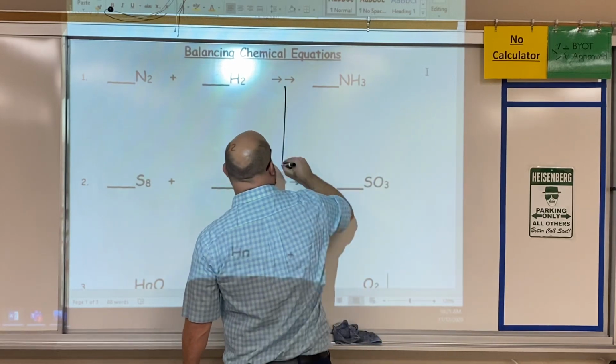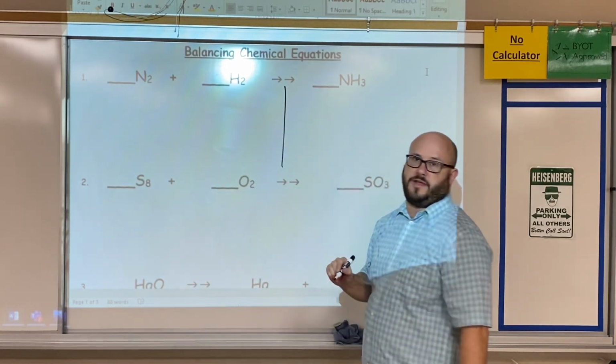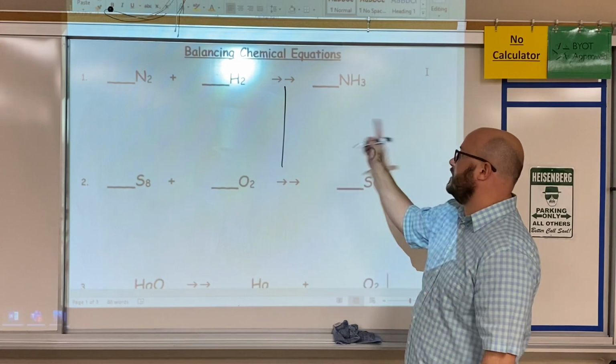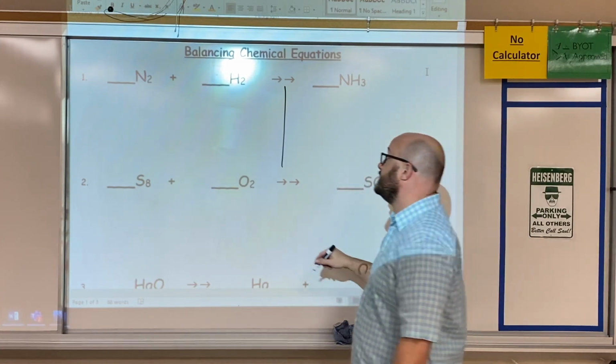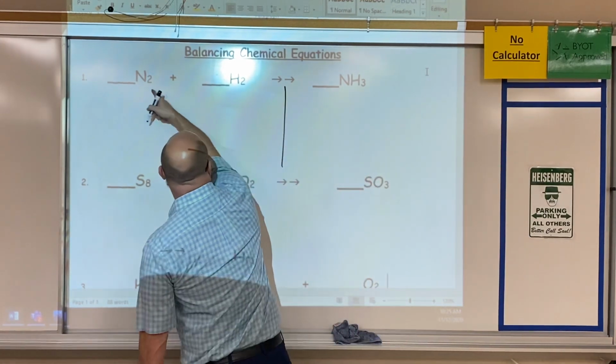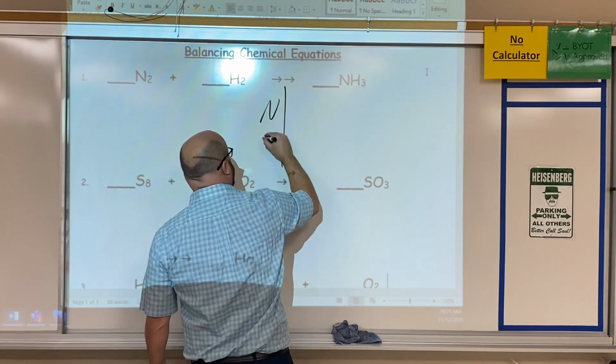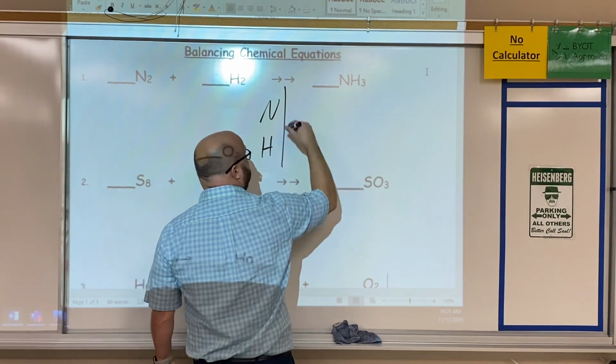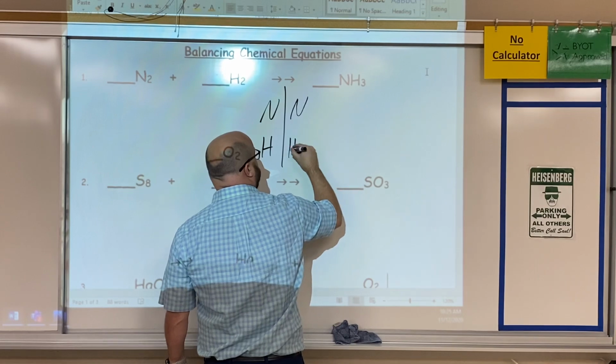First step, draw a line underneath your yield arrow to separate your reactants from your products. Then write down which elements you have. We got nitrogen and hydrogen. We've got to have the same ones on the other side.